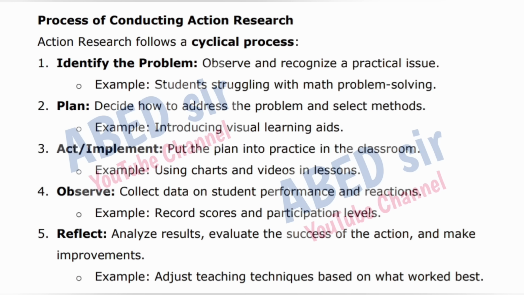Process of conducting action research. Action research follows a cyclical process. 1. Identify the problem, observe and recognize a practical issue. Example, students struggling with math problem solving. 2. Plan, decide how to address the problem and select methods. Example, introducing visual learning aids.